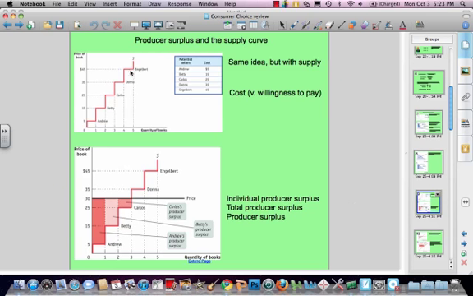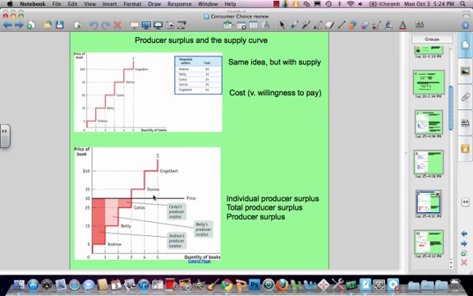Here you have, similarly, stair steps. You have here the amount that each was willing to accept for a good that he or she was selling. So think of it as cost versus willingness to pay. Here you have producer surplus, the difference between what I would have accepted for a price and what I was able to get. Here's one individual producer surplus, 2 and 3.